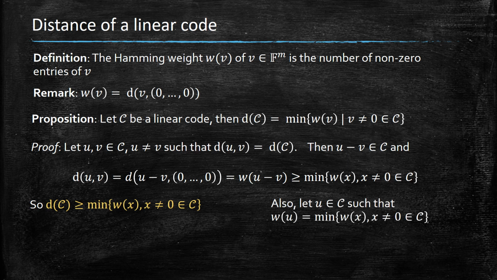Now we can get the opposite inequality by saying that if U is a code word such that it realizes the minimum of the Hamming weights of all code words, then that Hamming weight is also the distance between U and the zero vector, which is the distance between two code words, which has to be greater than or equal to the distance of the code. So here we have the two opposite inequalities, so it has to be that the distance of our code is the minimum of all the Hamming weights.